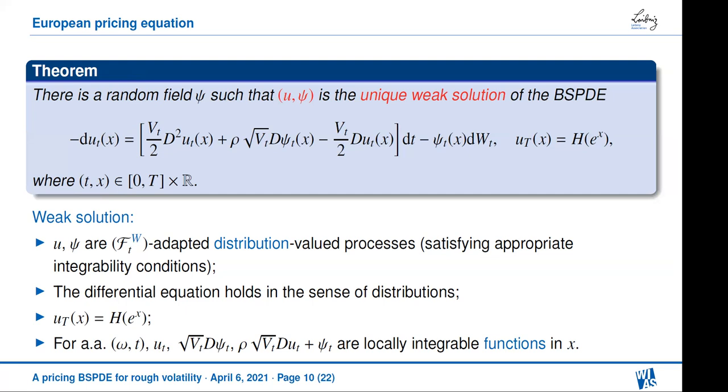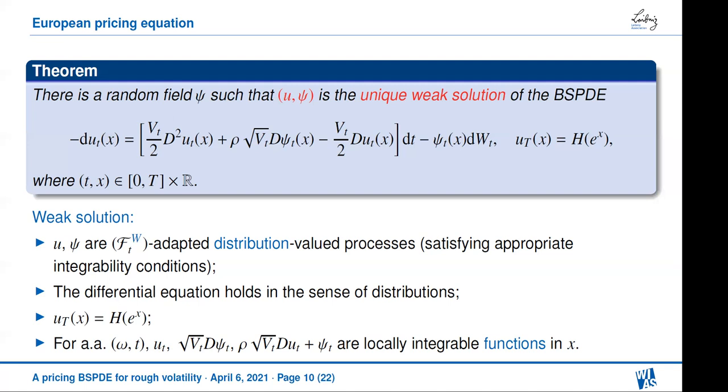And what do I mean by weak solution here? This is a notion that is a bit adapted to the problem at hand. But at first, weak solution here is understood as weak in the usual PDE sense. So in other words, a priori u and psi are distribution valued processes. And by distribution valued process, I mean distributions in X in space. They're like normal processes in time, but distributions only in X. And the differential equation holds in the sense of distributions.